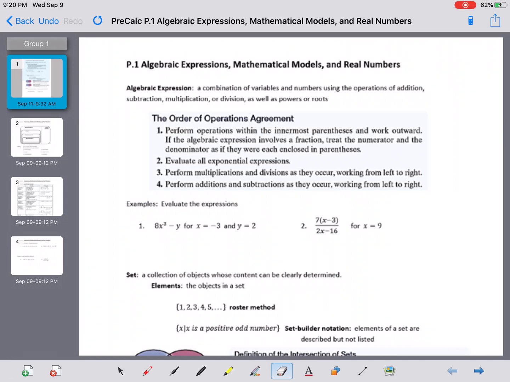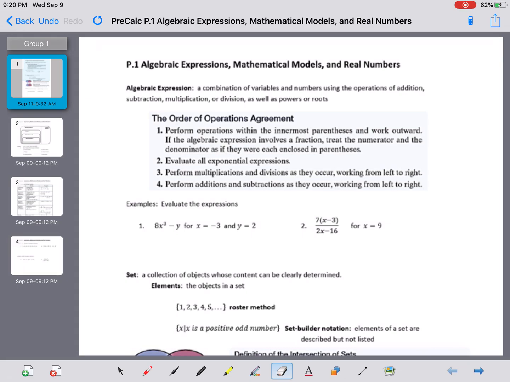All right, Pre-Calc, it's time to get started into our first chapter, first book, first section here. If you remember in class, I told you that first chapter's name is Prerequisites, and that's why it's chapter P, and we're in our first section here tonight. So we have P.1, algebraic expressions, mathematical models, and real numbers.